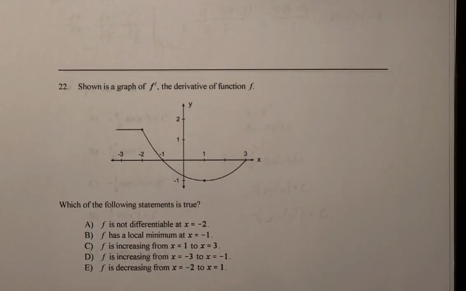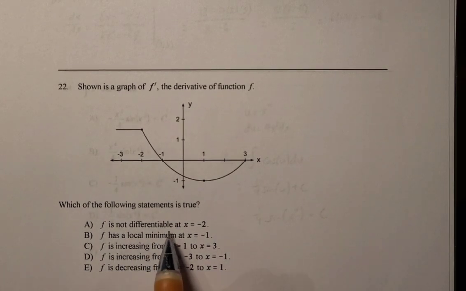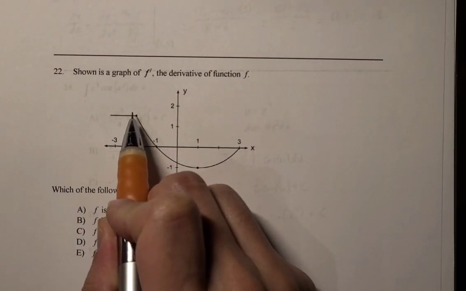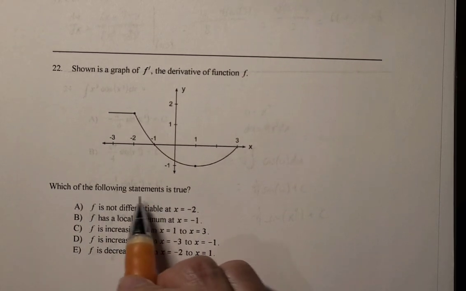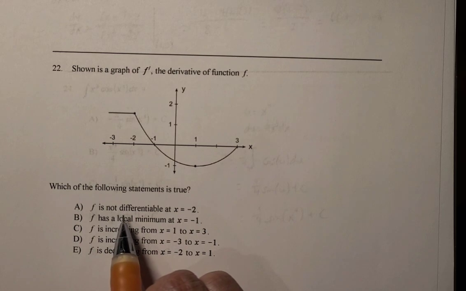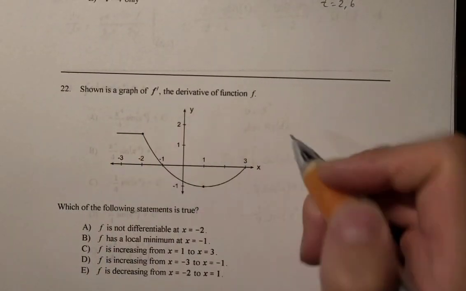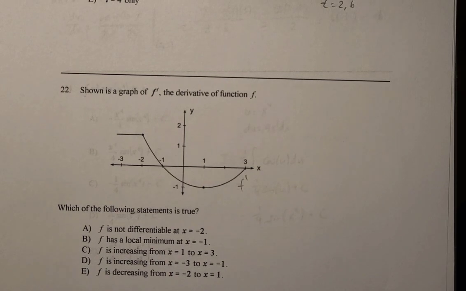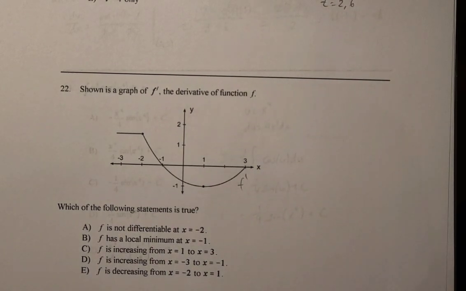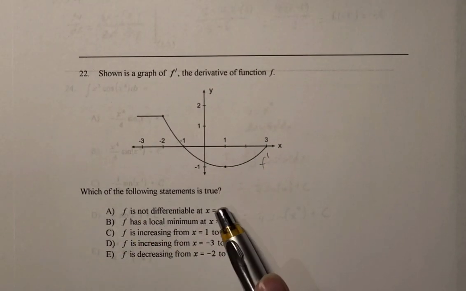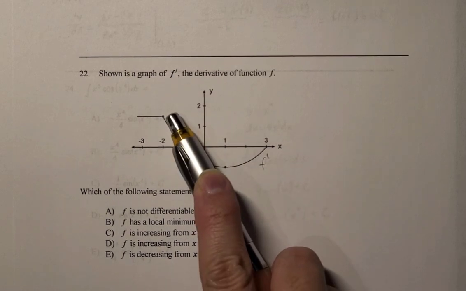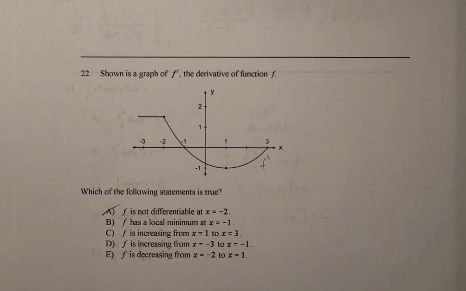Shown is a graph of f prime, the derivative of f. Which of the following statements is true? Let's go one by one. Is f not differentiable at x is negative 2? Well, the derivative from the left and from the right are not the same, right? So it's probably A. But let's check the rest. Actually, sorry. This is f prime. Okay, that's a key point. This guy is f prime. So is f differentiable at x is negative 2? Well, f prime exists at negative 2, so it's differentiable. So A cannot be true. Okay, so I almost mixed that up.